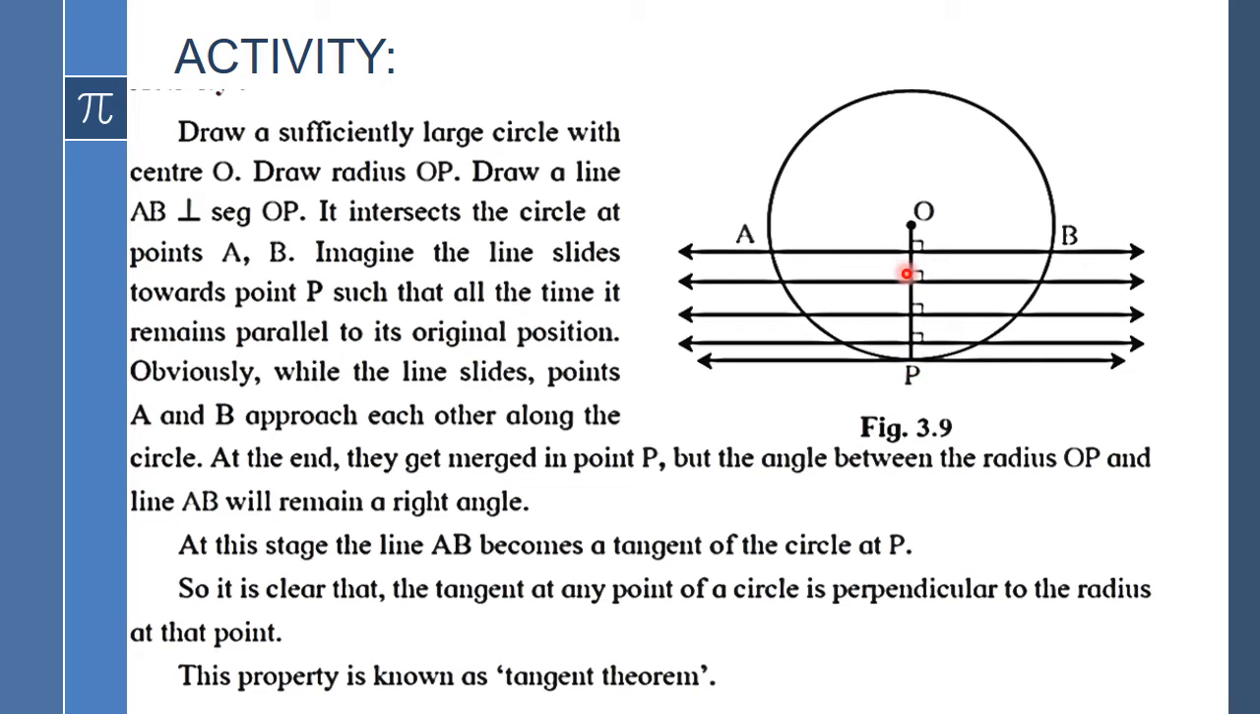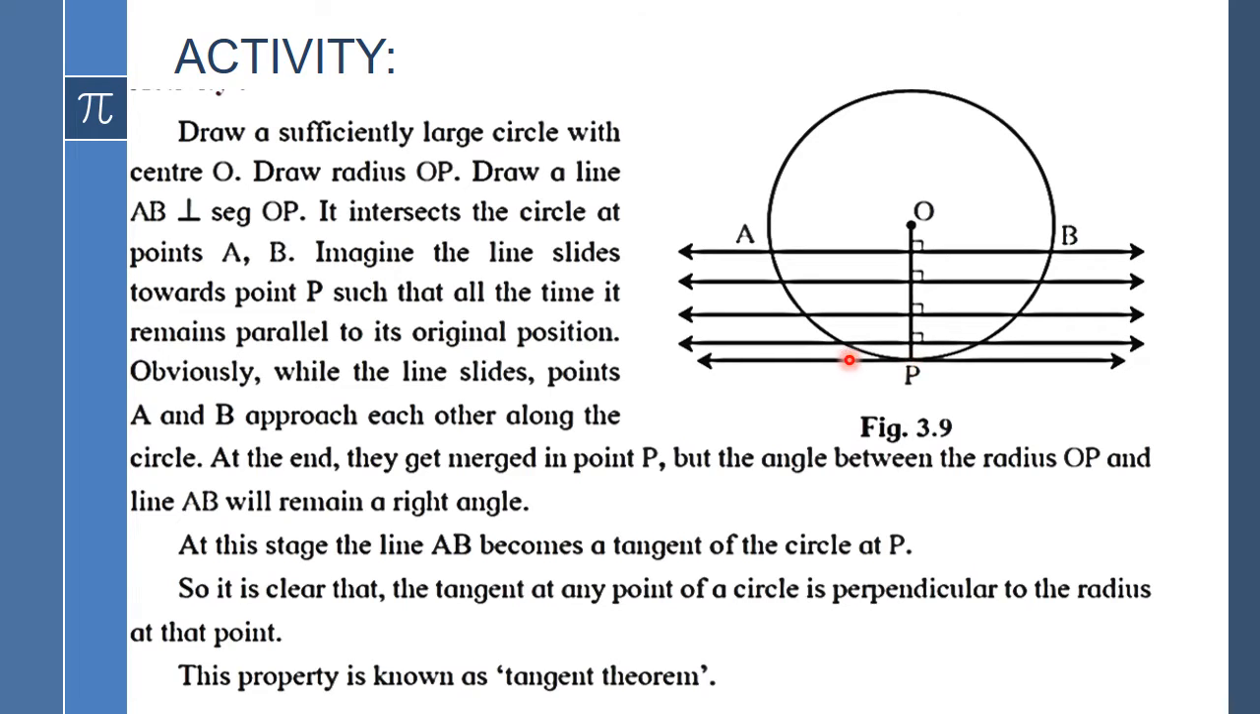Once it goes one step, A is shifted from here to here and B is shifted from here to here. Then at the third step, A and B are shifted down again, and at the fourth step, again A comes down and B also comes down. Then when it reaches the tip of the circle, A and B merge into one single point P. So we began by drawing a line perpendicular to the radius OP, and we slid it downwards until we reached here.